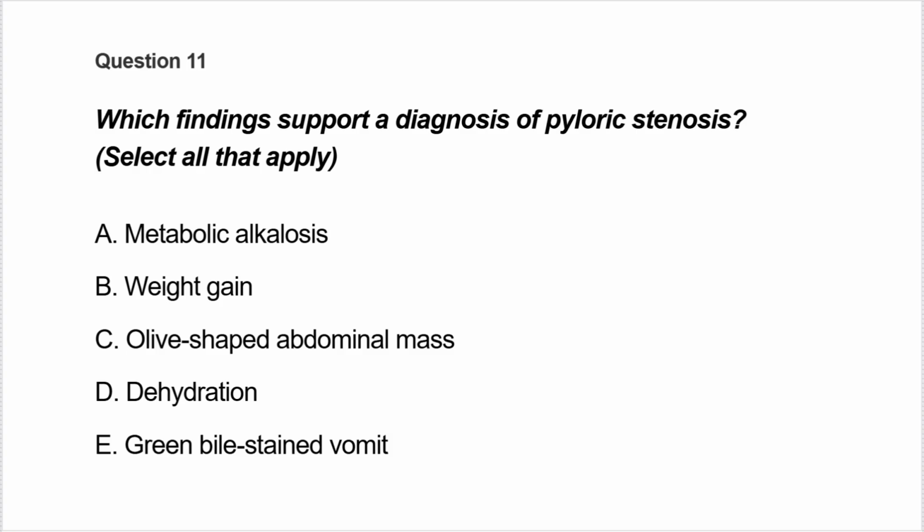Question 11. Which findings support a diagnosis of pyloric stenosis? Select all that apply. A. Metabolic alkalosis. B. Weight gain. C. Olive-shaped abdominal mass. D. Dehydration. E. Green bile-stained vomit.